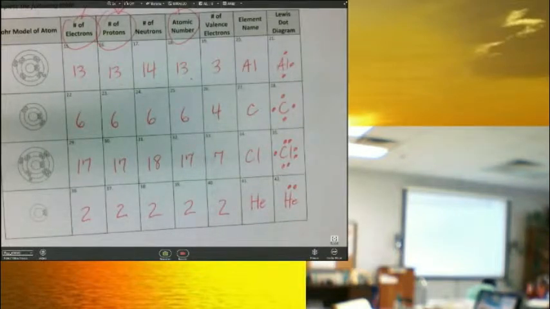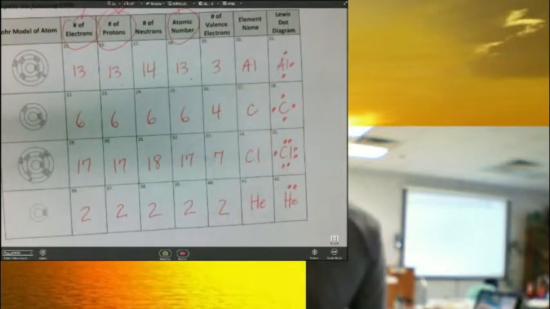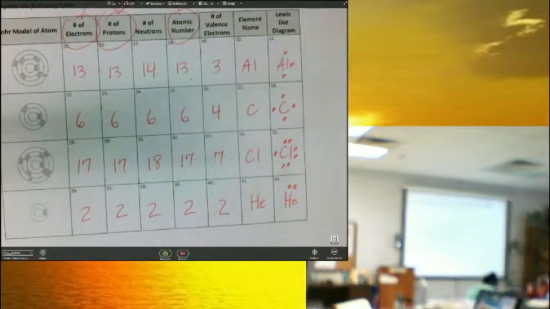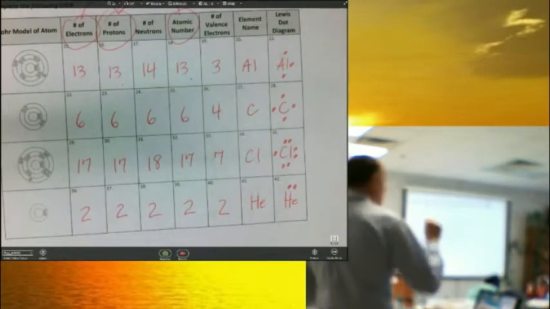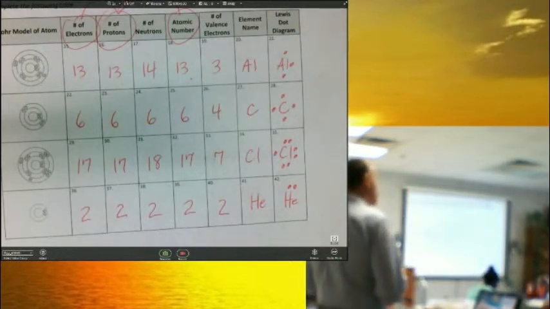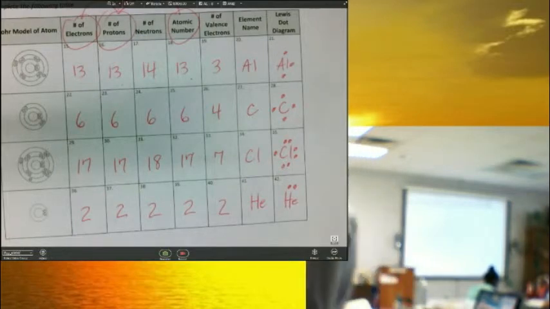The atomic number is 5, so how many neutrons do we have? 6. You have to subtract. How many valence electrons do we have? Look on your periodic table. Go up to the A letter. There's 3. You didn't look at your periodic table.